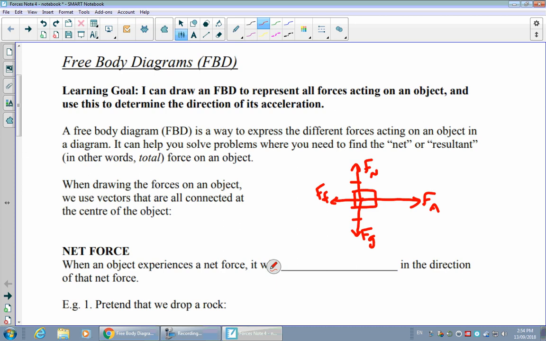And specifically, when there's a net force, objects will accelerate in that direction. It's not just that they'll move in that direction, they'll actually accelerate. They will speed up in the direction of their net force.